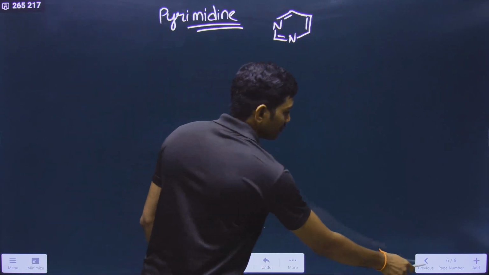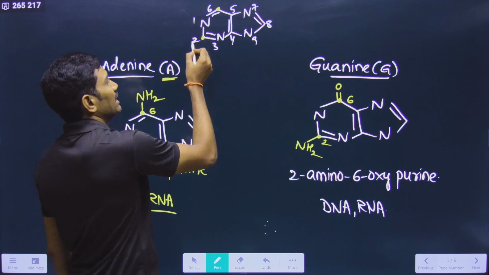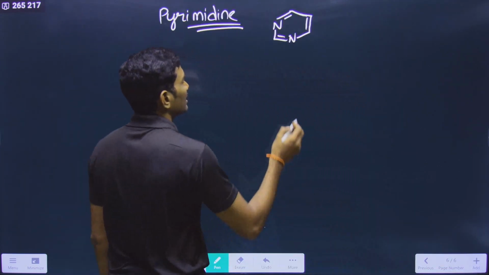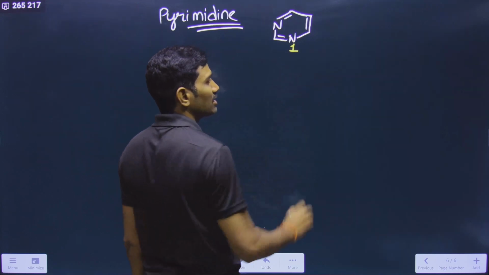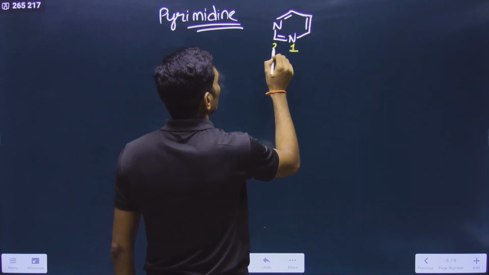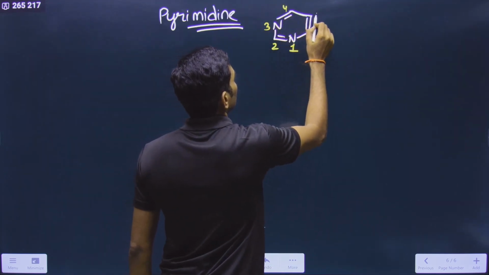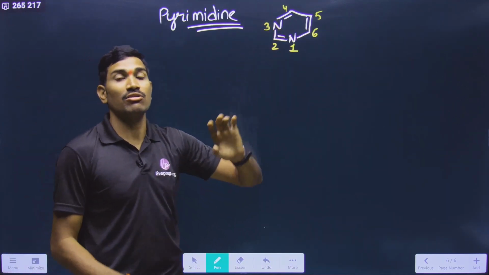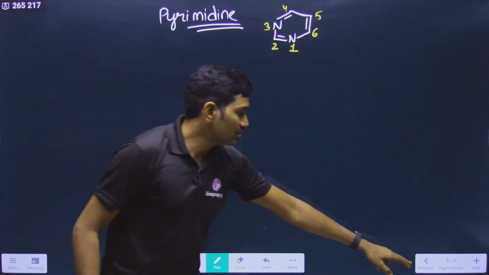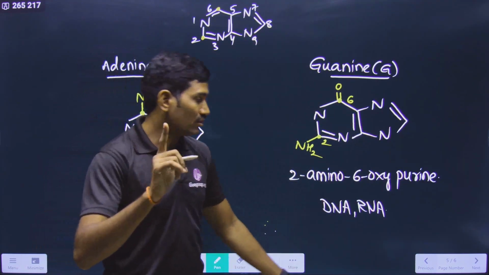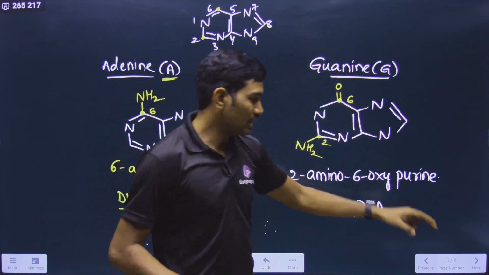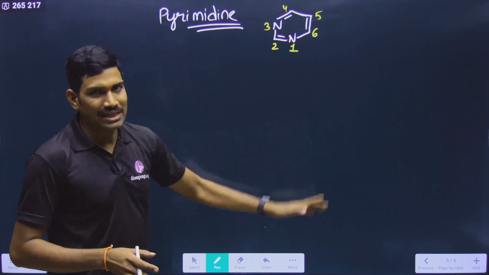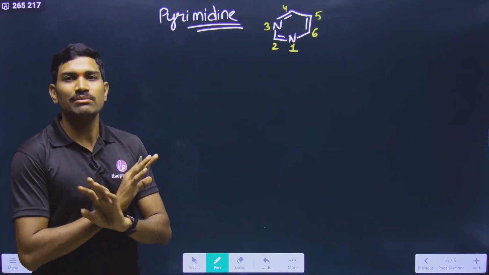In the previous one, if you observe the numbering, we started here and went anti-clockwise. But here it is not like this. Here numbering will start with this N, and we go clockwise. This numbering is very important. In many books, they have given this number in a wrong way. They are still using that particular sequence, which is wrong. That is only for the purine. For the pyrimidine, you should give numbering like this. This is the standard. So please follow the standard. Don't make any mistakes here.